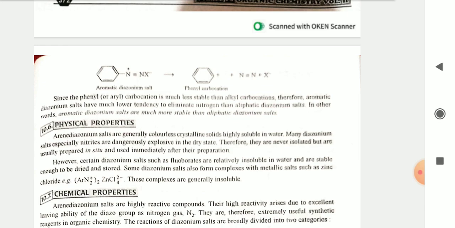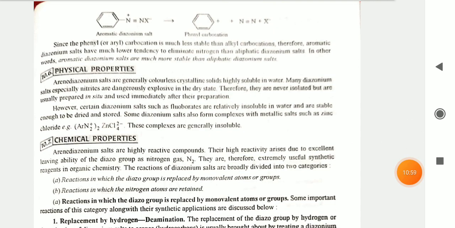Physical property. Diazonium salts are generally colorless crystalline solids, highly soluble in water. Many diazonium salts, especially nitrates, are dangerously explosive in the dry state. Therefore, they are never isolated but are usually prepared in situ and used immediately after their preparation.